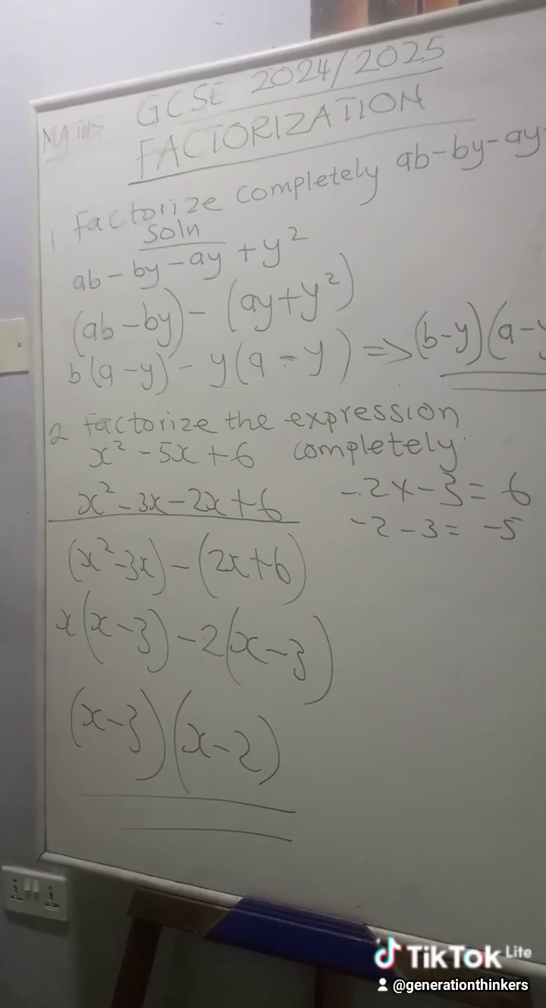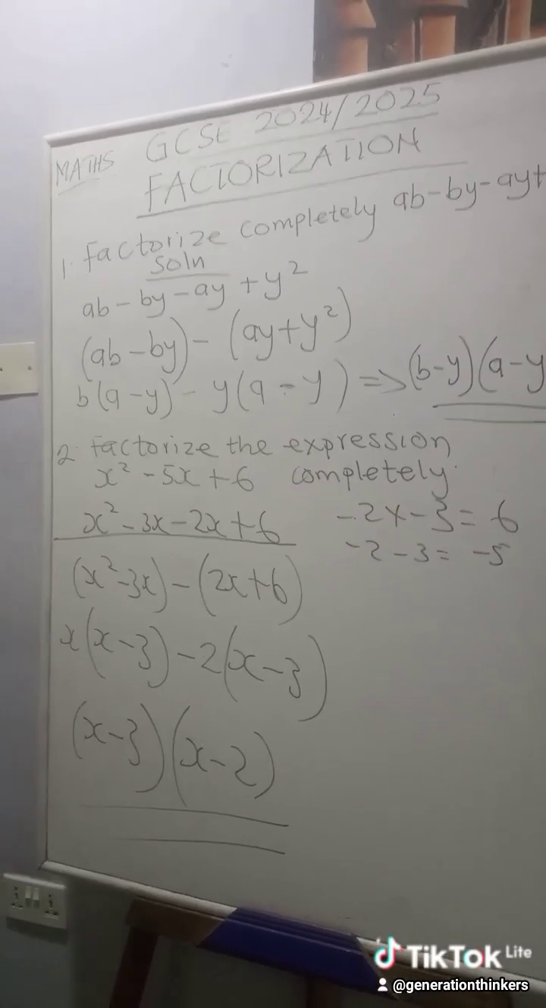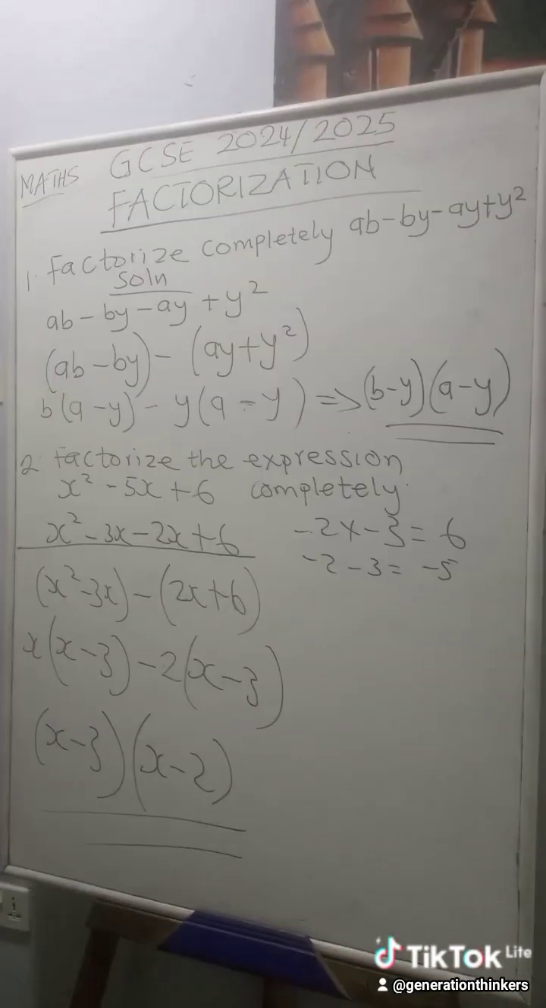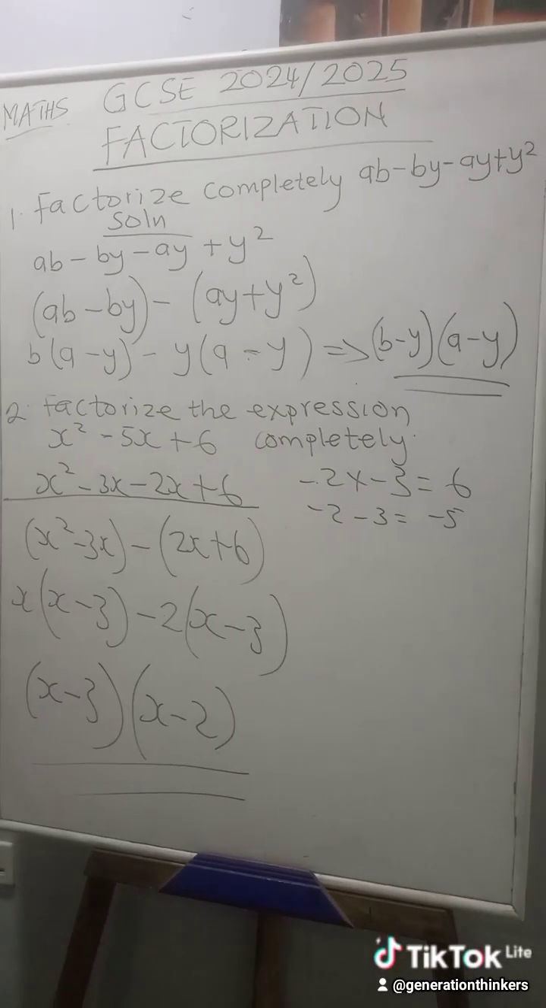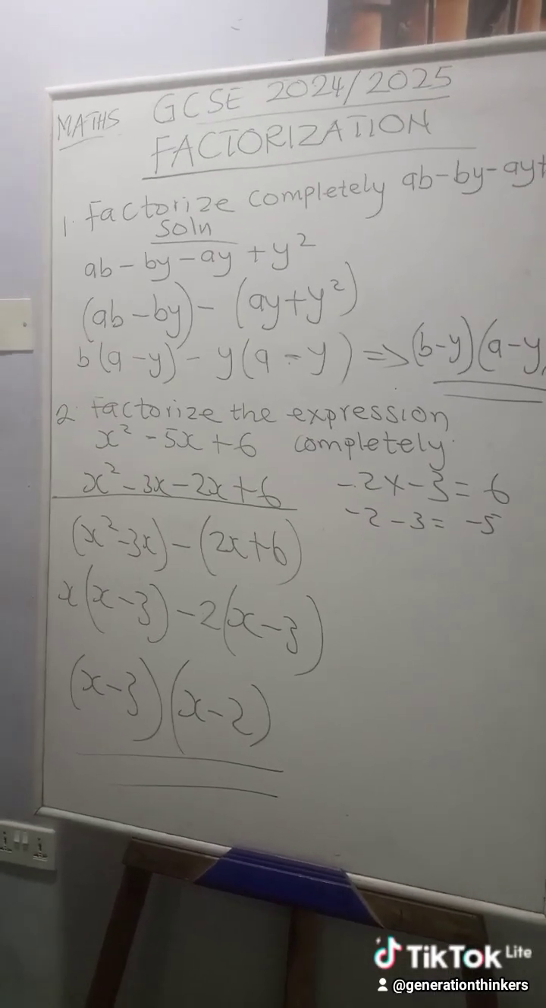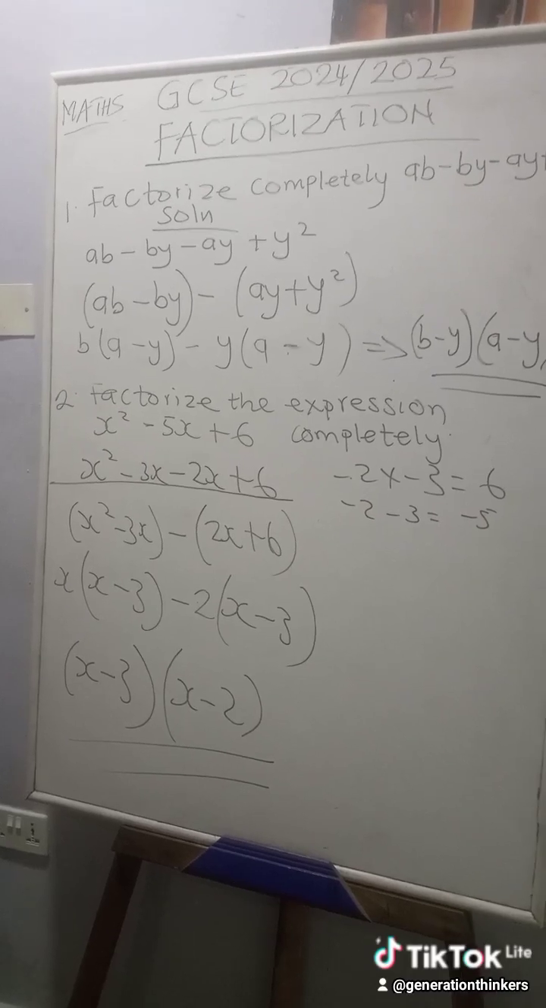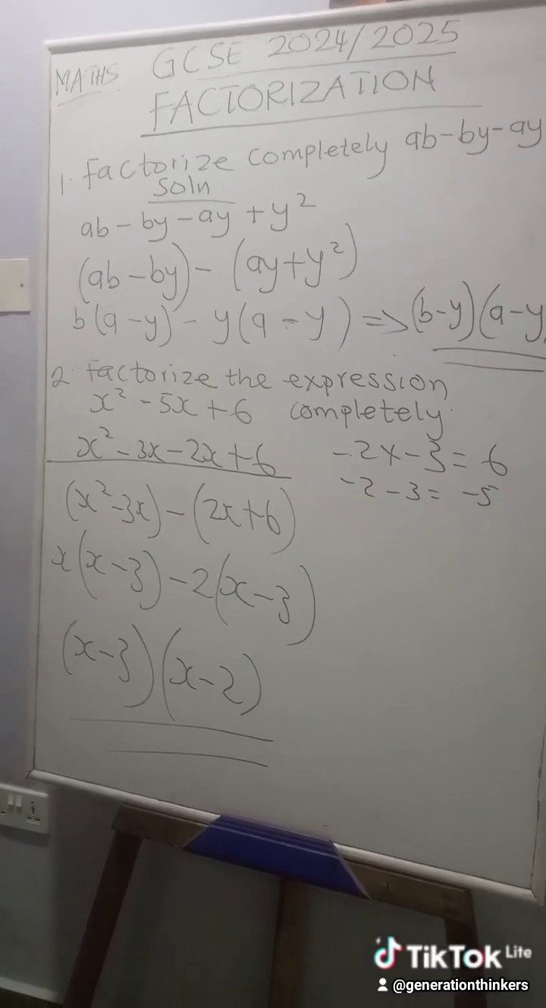So the final answer will give us into bracket x minus 3, close the bracket, multiplied by the second bracket x minus 2. Thank you.